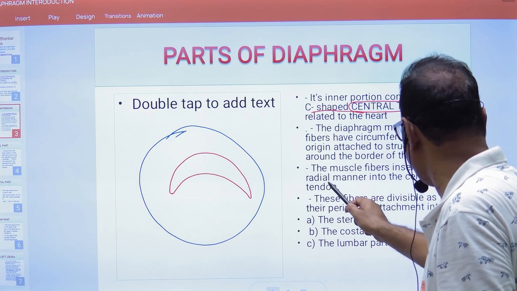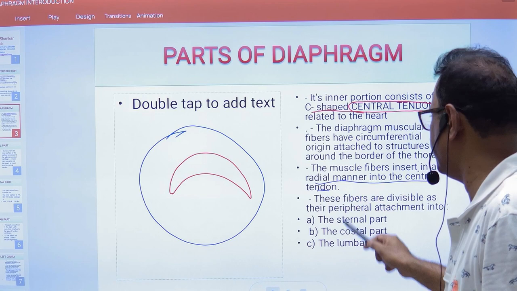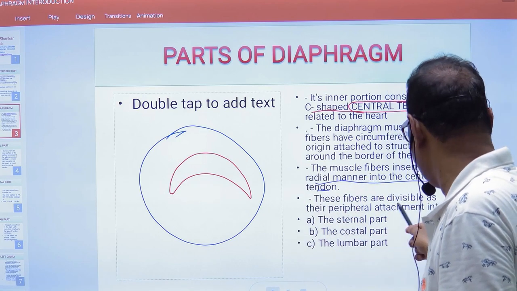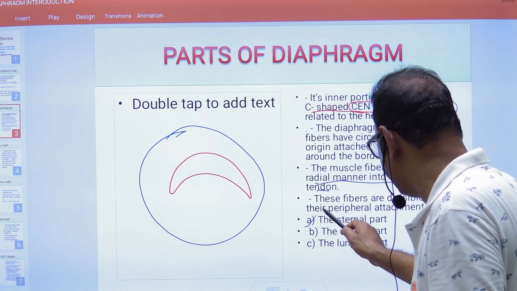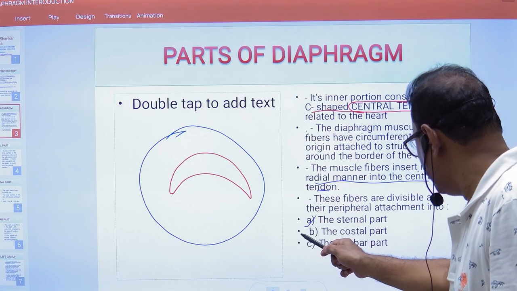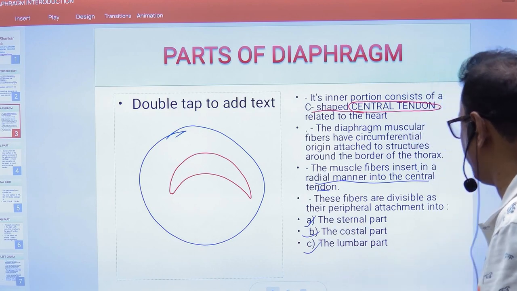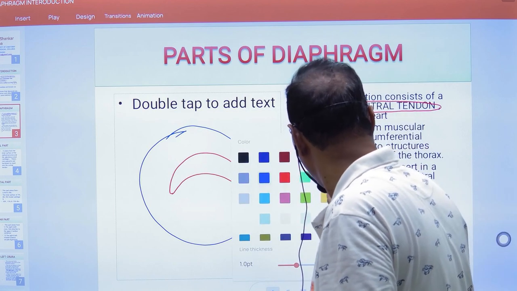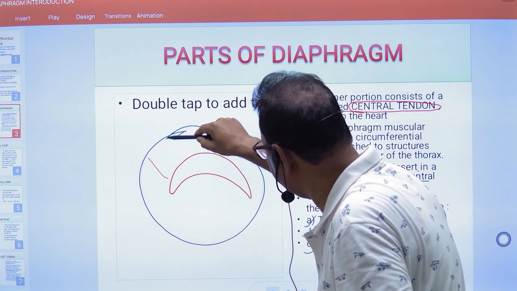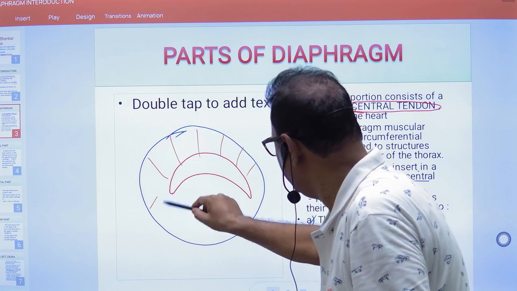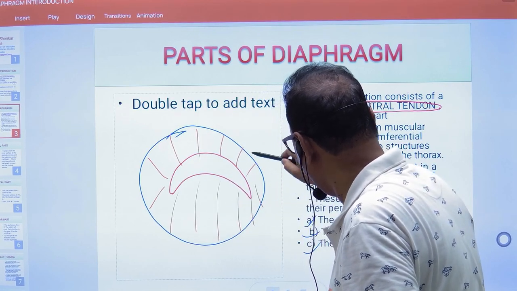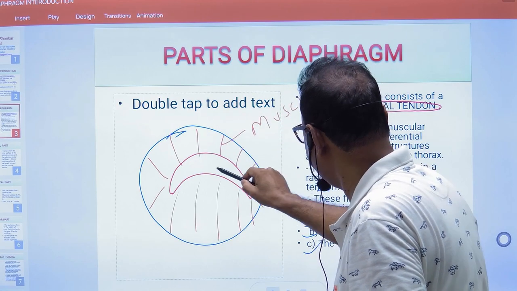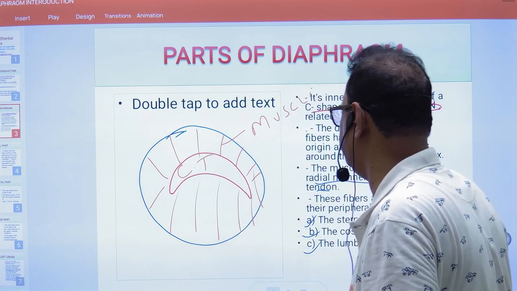The muscle fibers are arranged in a radial manner into the central tendon. These fibers come anteriorly from the sternal part, laterally from the costal part, and posteriorly from the lumbar part. So the radially arranged muscle layer will come over here and go like this. These are the muscles, and this is the central tendon.